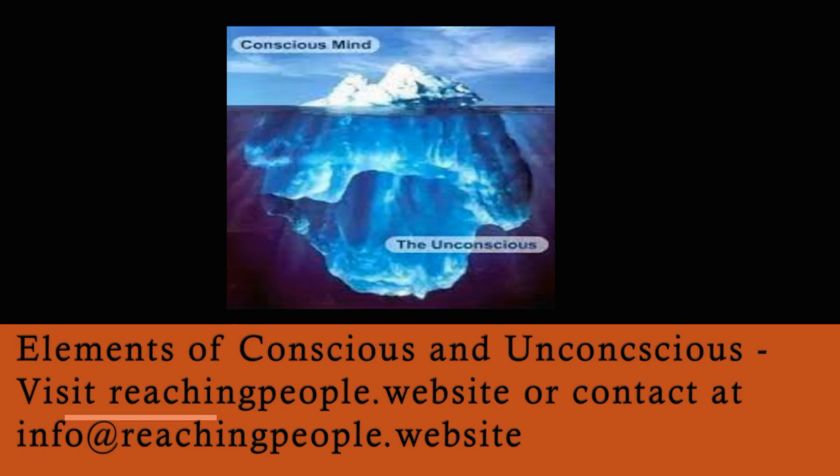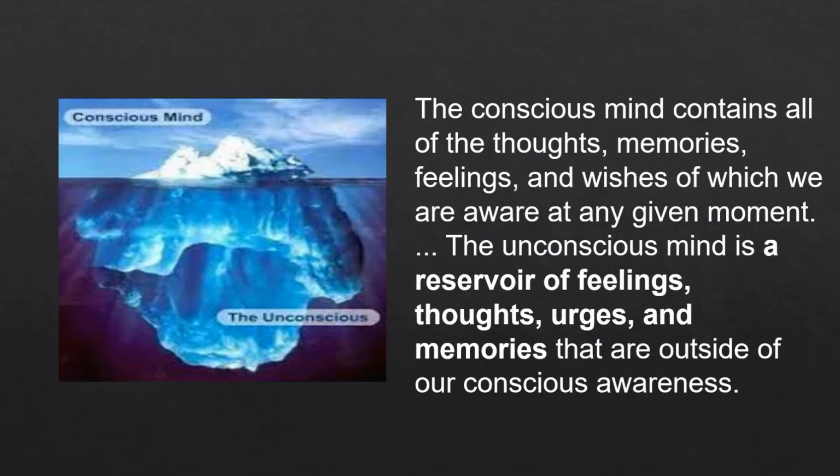In this video, we're going to look at the elements of the conscious and unconscious mind and how it profoundly affects anything we wish to achieve. A popular metaphor to describe the conscious and the unconscious mind is often an iceberg. The conscious mind contains all the thoughts, the memories, feelings and wishes of which we are aware at any given moment, where our focus is. The unconscious mind is a reservoir of feelings, thoughts, urges and memories that are outside of our conscious awareness.